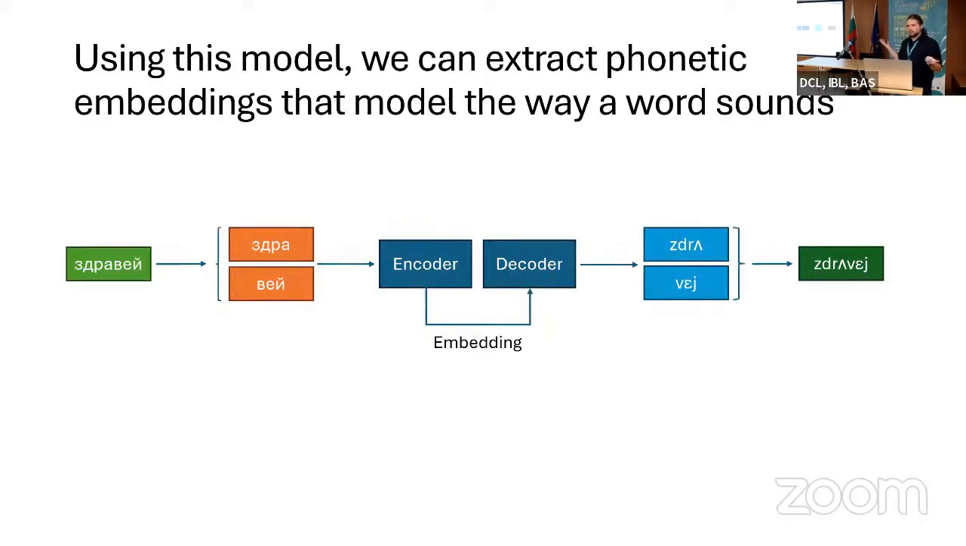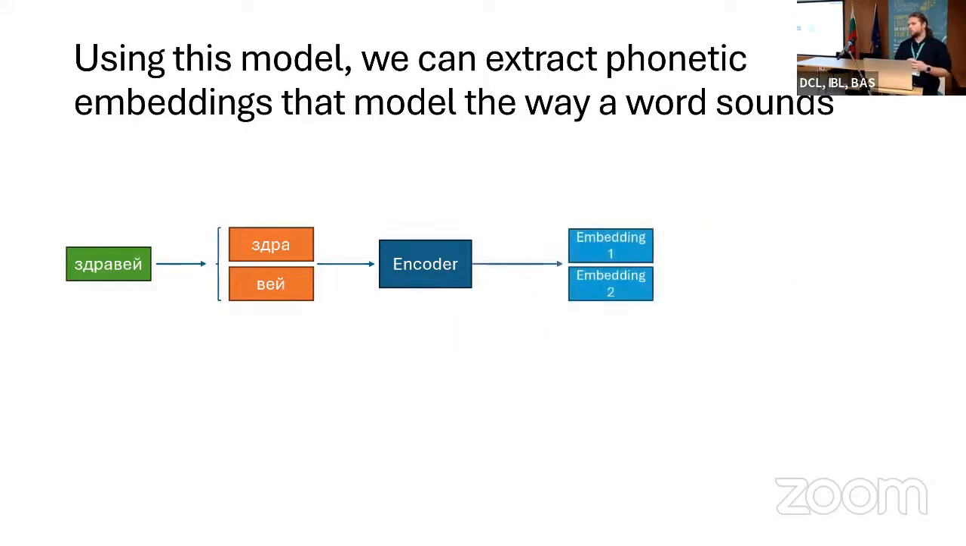However, this is just a transformer model. What can we do with it? Well, we can take the embeddings that are generated by the encoder, and we can use them to perform some task and see how they measure up. Again, it's very important to mention we have multiple embeddings for a single word. So if we have a word of 3 syllables, we'll have 3 sets of embeddings.